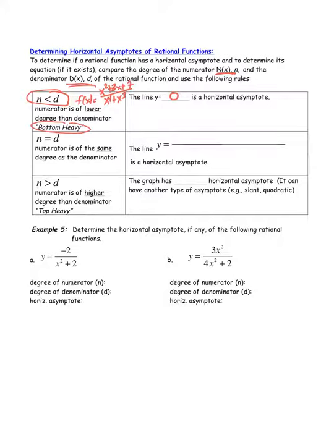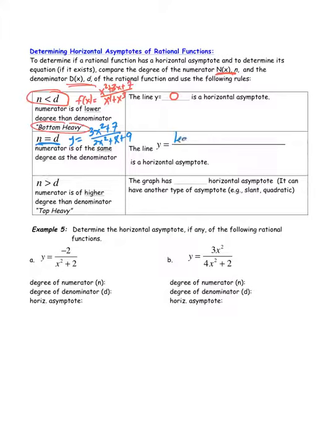What happens when the degrees of the numerator and the denominator are the same? So here, the degree of the numerator is the same as the degree of the denominator. So it could be something like y equals 3x squared plus 7 over 2x squared plus x plus 9. Okay, in this case, both the degrees of the numerator and denominator are 2. In that case, we're going to have a horizontal asymptote, and its equation is going to be the ratio of the leading coefficients of the numerator and the denominator.